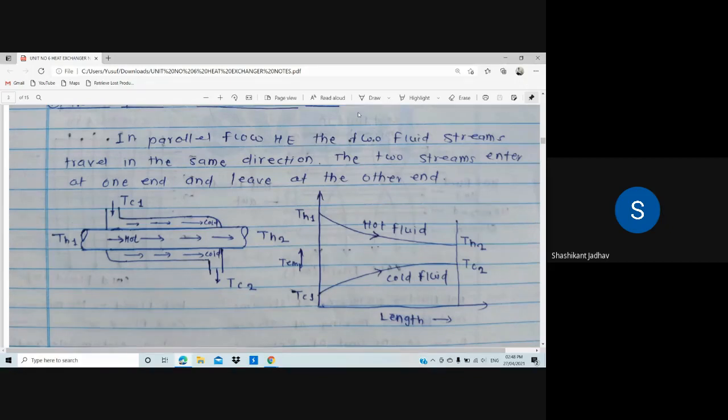Okay, at the x axis there is the length, and at the y axis there is the temperature. TC1 to TC2, that is the cold fluid, and the temperature of the cold fluid increases, and for the hot fluid, TH1 to TH2, the temperature of the hot fluid reduces from TH1 to TH2. And what are the examples for this parallel flow heat exchanger? That is oil coolers, oil heaters. These are the examples for the parallel flow heat exchanger. Okay, so all of you complete this diagram for the parallel flow heat exchanger.